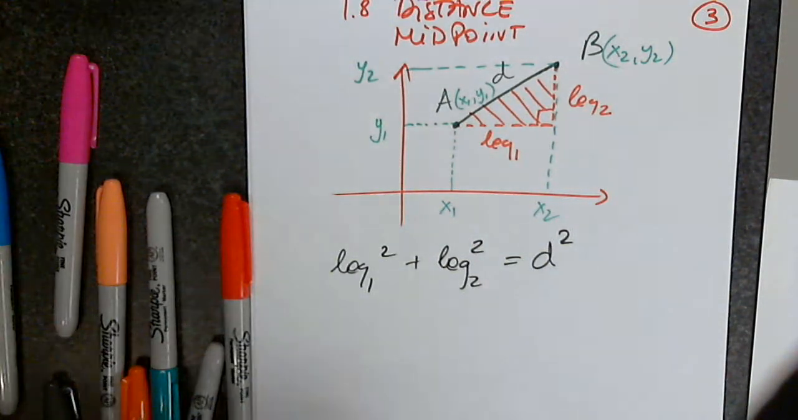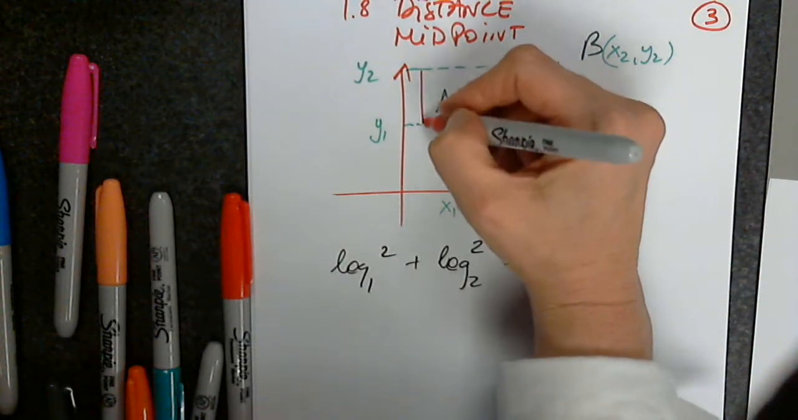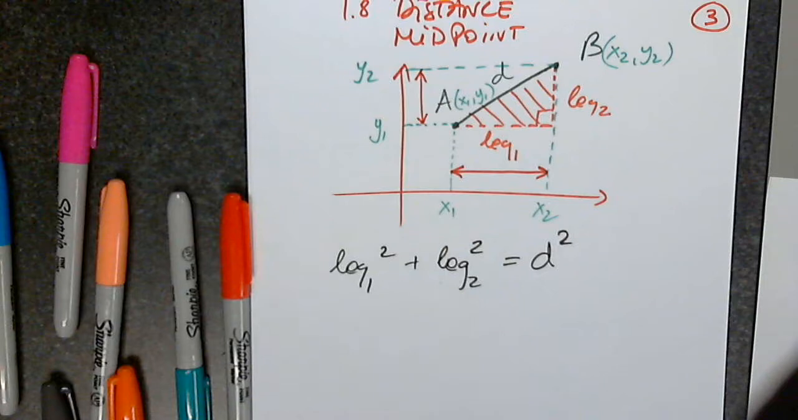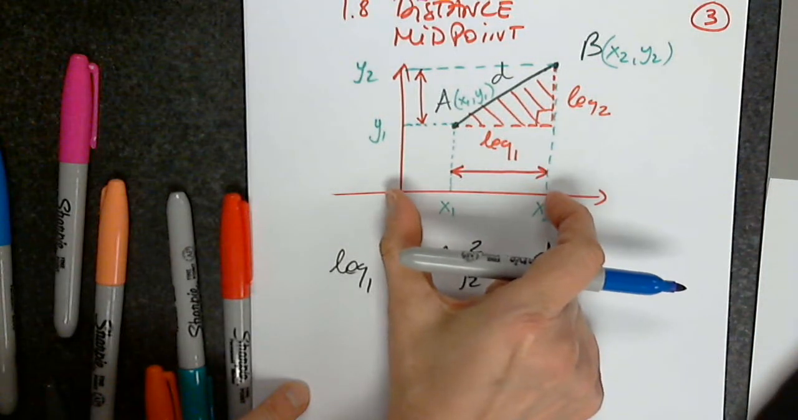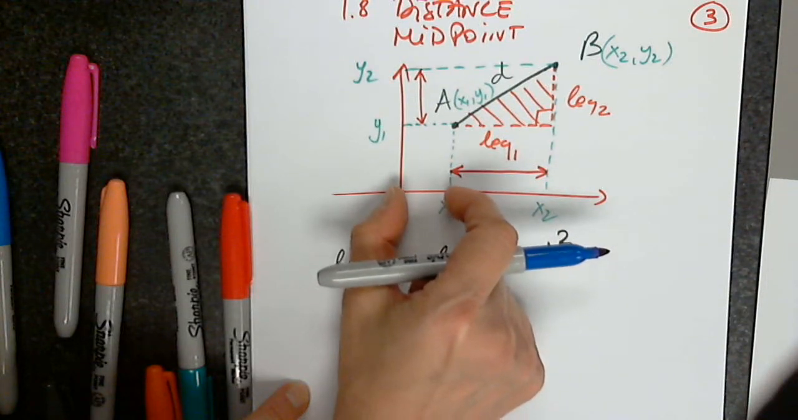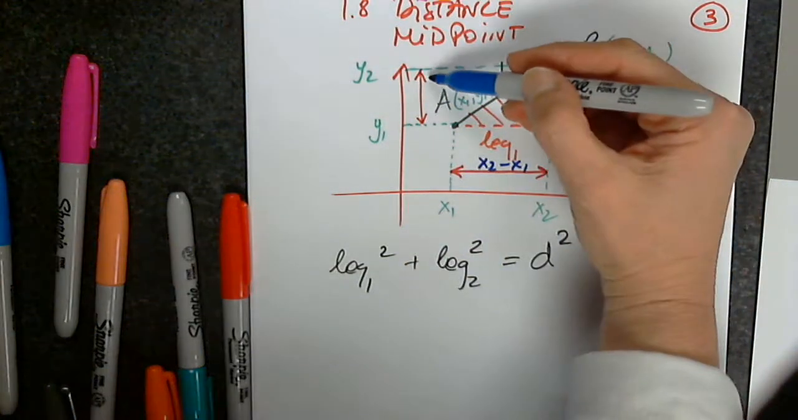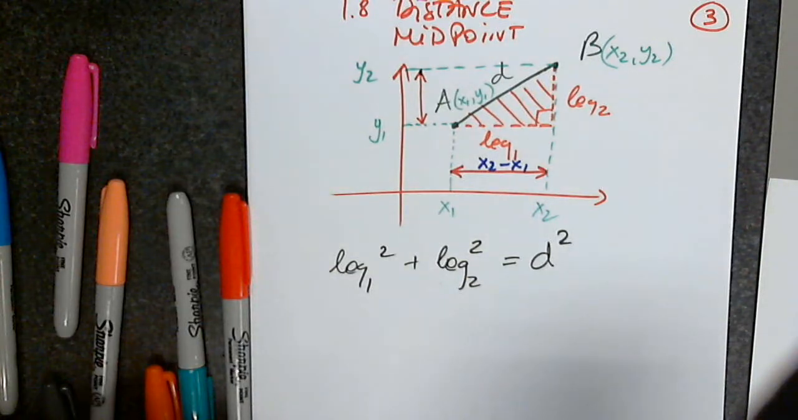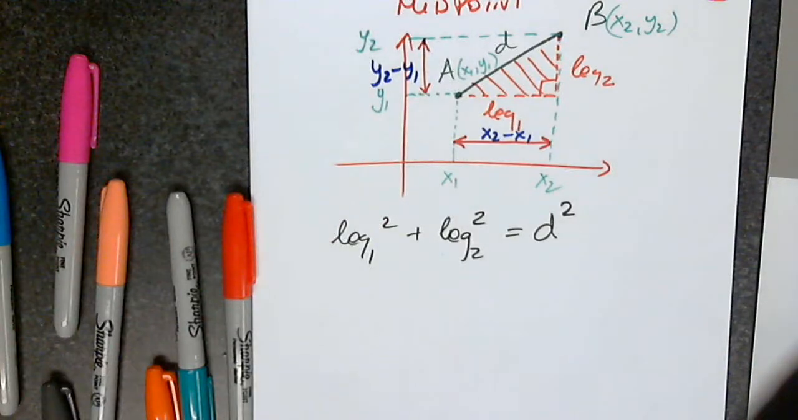Good. So now I'm trying to see if I can find the measure of this leg, and if there is a way of finding the measure of that leg. Can anyone come up with an idea for the measure of leg 1? It's x2 minus x1. Very good. So it's this distance, which is x2, minus this distance, which is x1. Perfect. So x2 minus x1. Awesome. So what is the measure of the other leg then? Perfect. y2 minus y1.